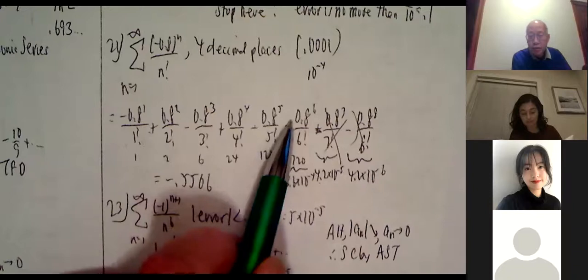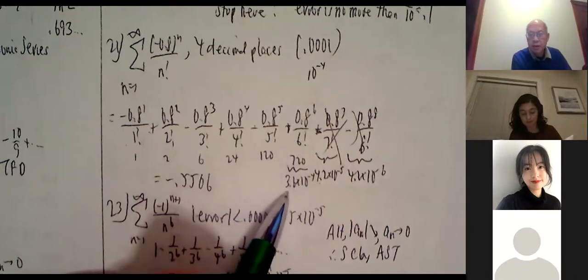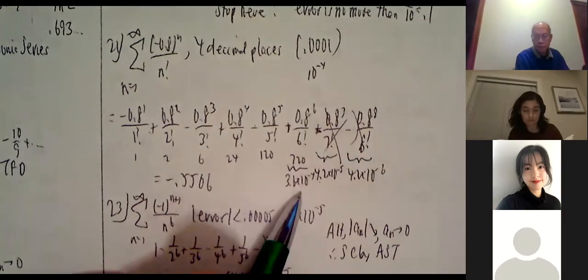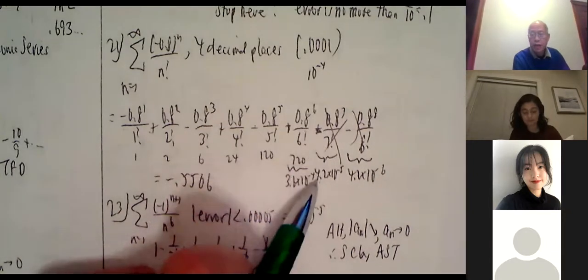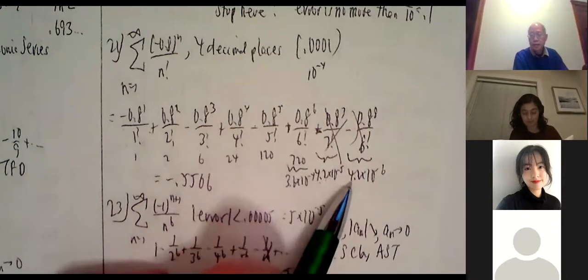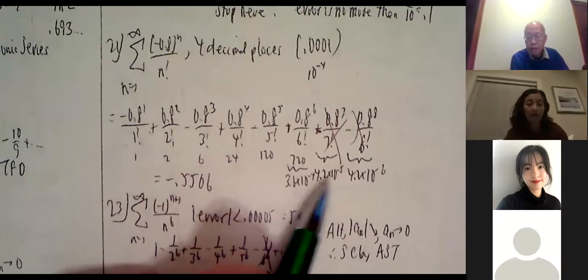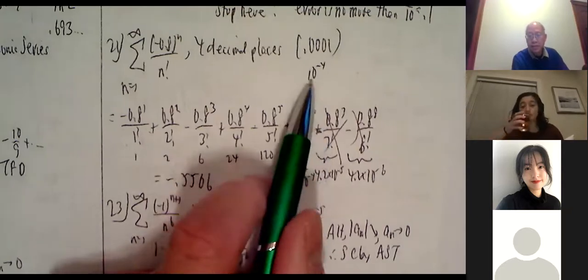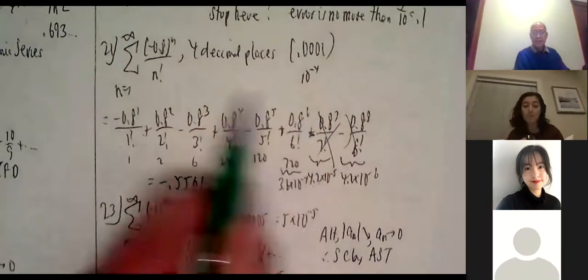0.8 to the 6th power divided by 6 factorial, which is 720, is 3.6 times 10 to the negative 4. 0.8 to the 7 over 7 factorial is 4.2 times 10 to the negative 5. So this is good enough. 4.2 times 10 to the negative 5 is 0.000042, which is less than this thing. So all I have to do is just add these things up.